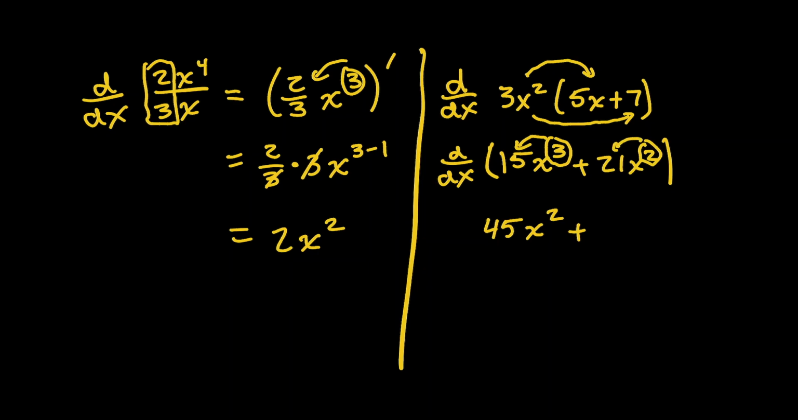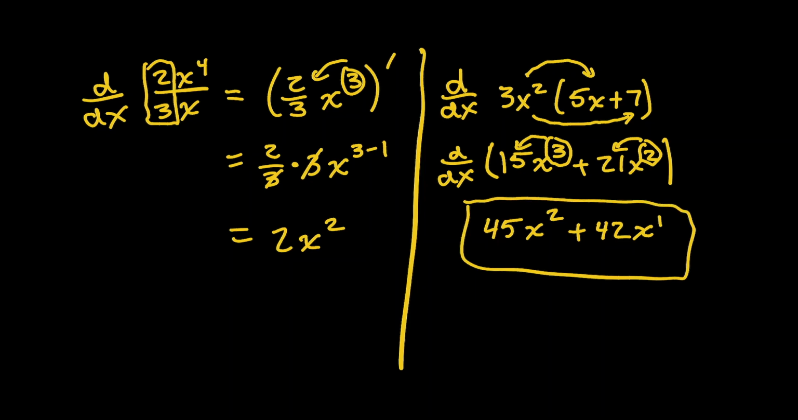Again, we'll multiply. 21 times 2 is 42. X to the 2 minus 1, or x to the 1st. Okay, so again, it's important that we simplify before taking a derivative. It really does help us out and avoids things like product rules or quotient rules when they aren't necessary.